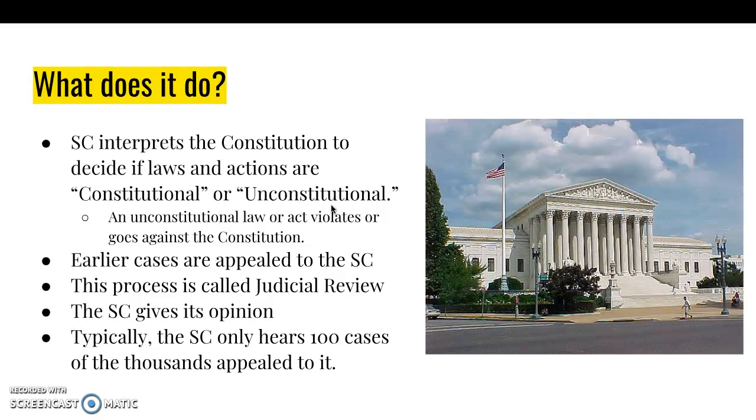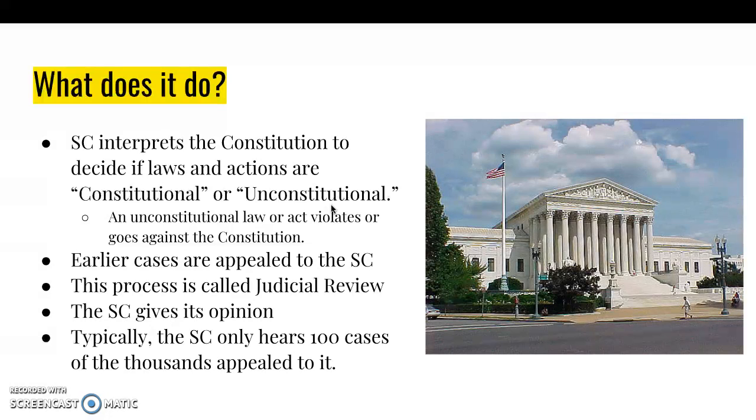Earlier cases are appealed to the Supreme Court. So you don't automatically go to the Supreme Court. You have to start on a lower level. In this unit, we will talk a little bit more about some cases and how the Supreme Court viewed the appeals. The process of having your case appealed to the Supreme Court is called judicial review because the court is reviewing the previous case. The Supreme Court gives its opinion, and that is the end of the story.